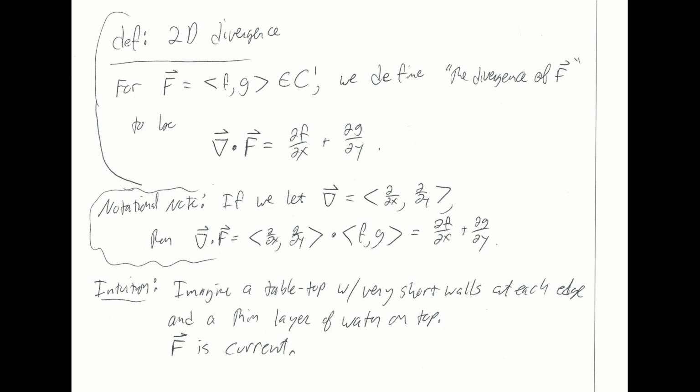This is notational, and we'll discuss that notation presently, but the actual definition of divergence is to take the first component function and differentiate it with respect to the first variable x, and then add to that the derivative of the second component function with respect to the second variable, that being y. So this is the definition of divergence, the partial of f with respect to x plus the partial of g with respect to y.